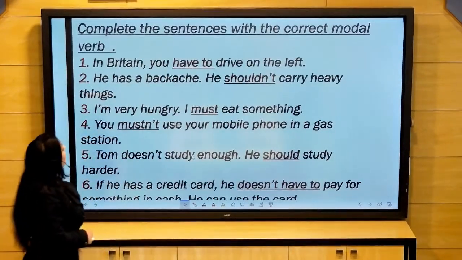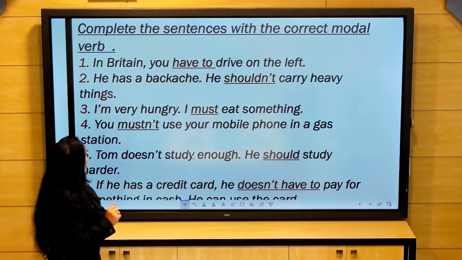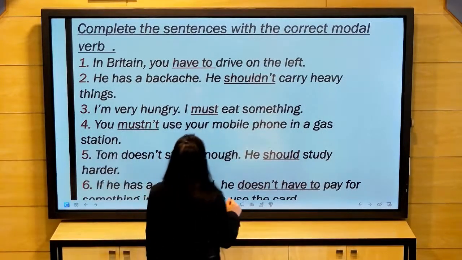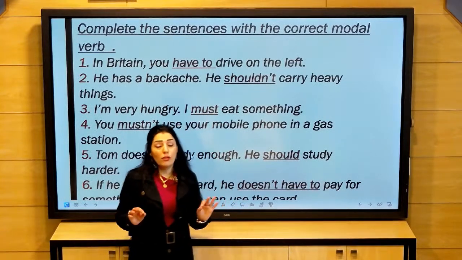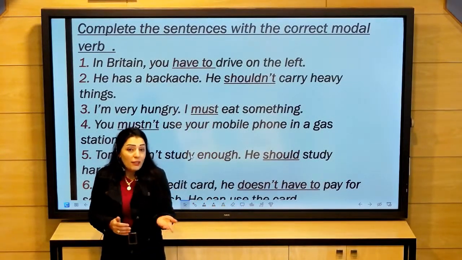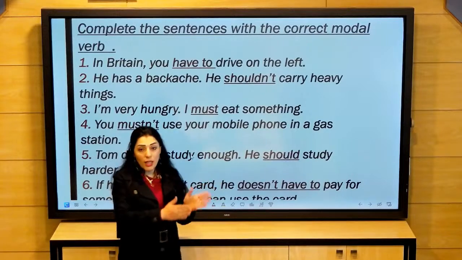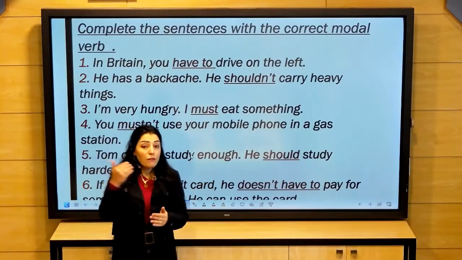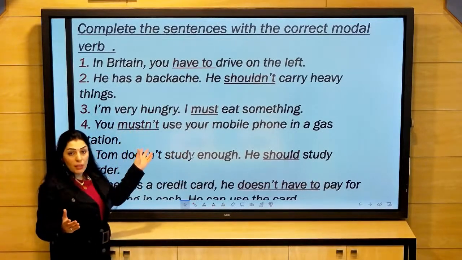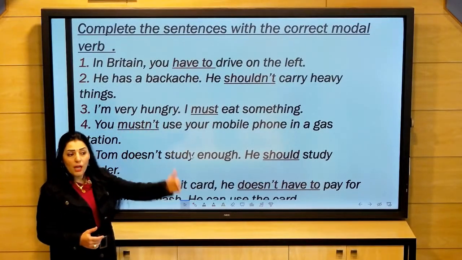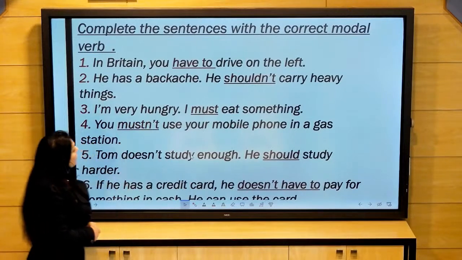We have exercise. Complete the sentences with the correct modal verb. Number 1. In Britain, you have to drive on the left. It's a rule, okay? You are not free to drive on the left or on the right, okay? You are forced to drive on the left. So this is a general obligation or obligation from outside. You should use have to.